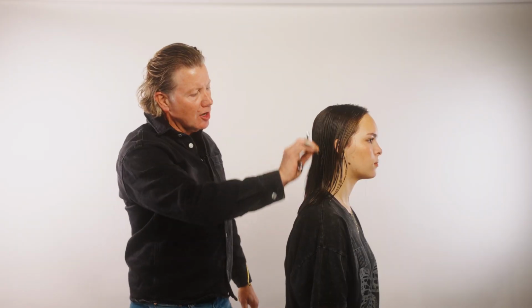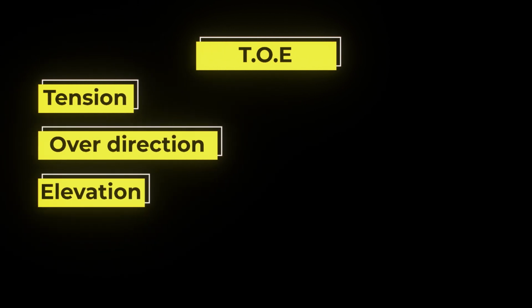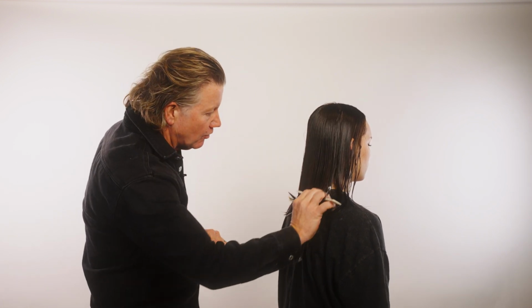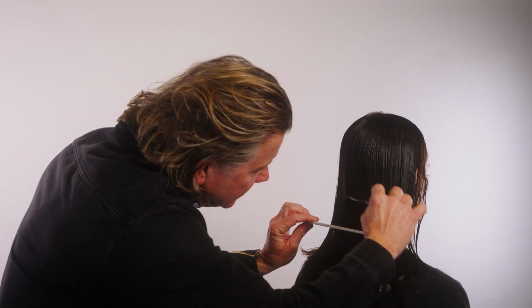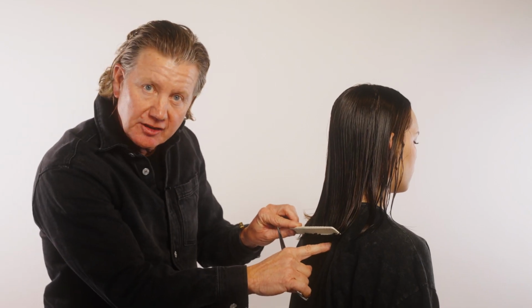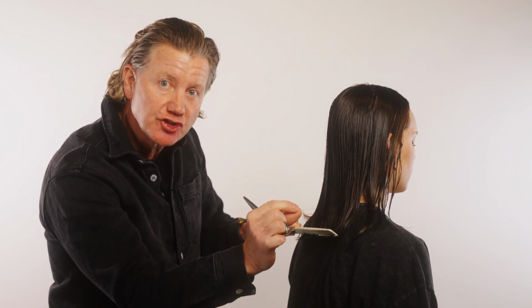Let's talk about tension, overdirection, and elevation. If I'm going to be cutting a one-length haircut and I don't want tension in her haircut, I would comb this down. Then I would release that hair by tapping it, using the large teeth of my comb to not bring tension into the hair. So that would cover tension.